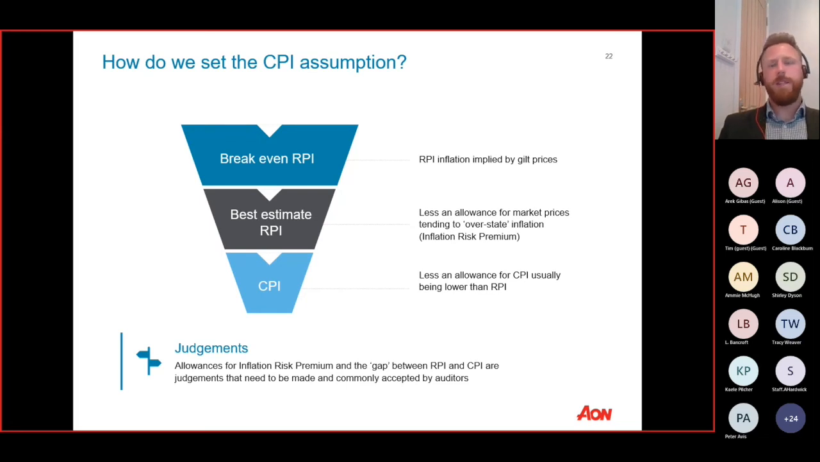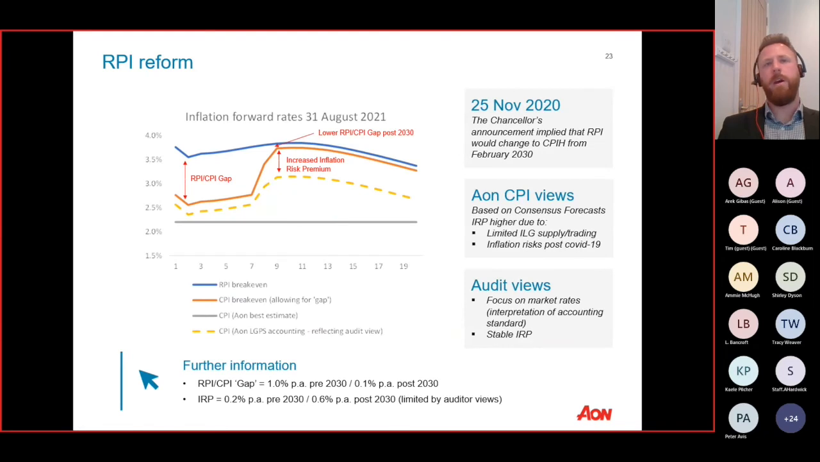Recently, however, the UK Statistics Authority and government have thrown a bit of a spanner in the works, which has upset how we make these judgments. So that spanner in question is RPI reform. It's because the RPI measure is very likely to be reformed from 2030 to bring its calculation method more into line with CPI, or more precisely CPIH.